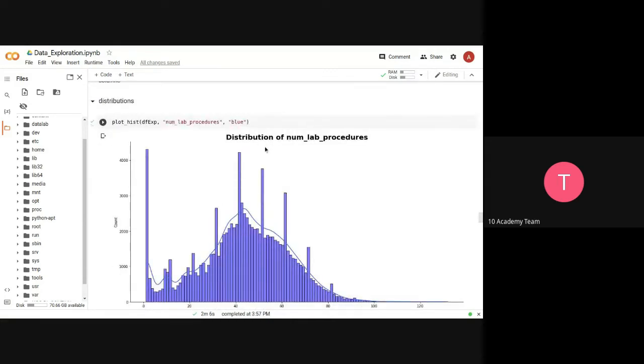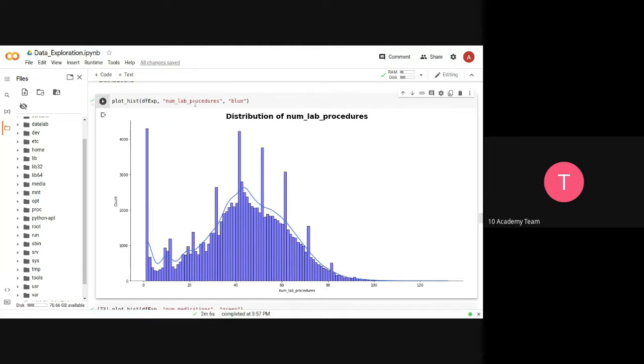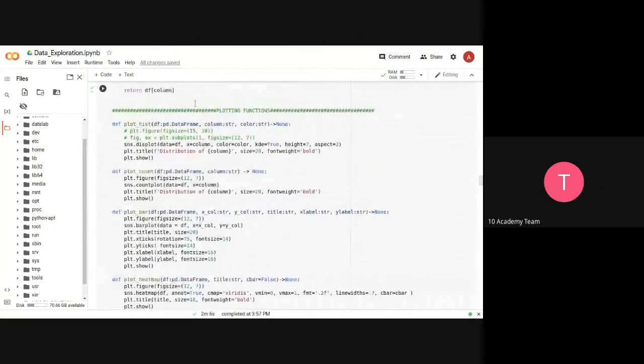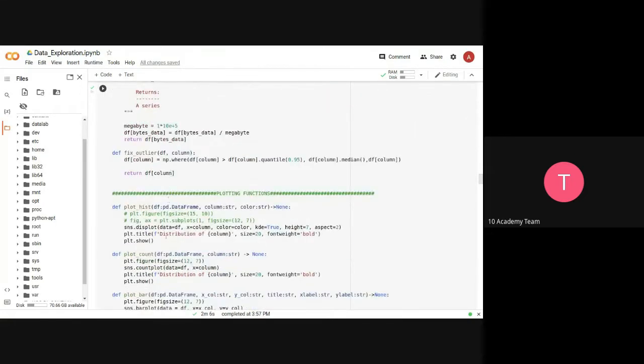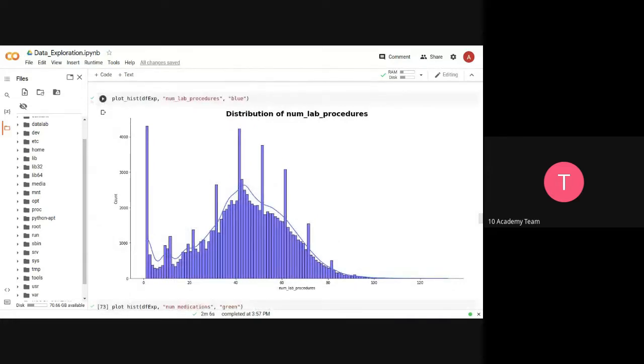So what we're doing here is plotting the distributions of the number of lab procedures which were in our data. So this is simply just a histogram plot. This plot hist variable, if you've opened this notebook, which I believe is in the Google Drive that has been shared for you, is simply a utility function which is using seaborn. This sns is for seaborn and plotting the distribution, which is the histogram that you see below. And so we're just zooming in on a single variable and seeing what that variable is actually telling us.